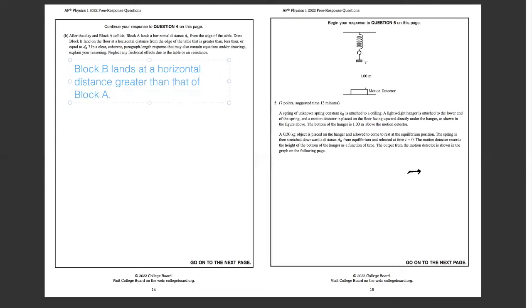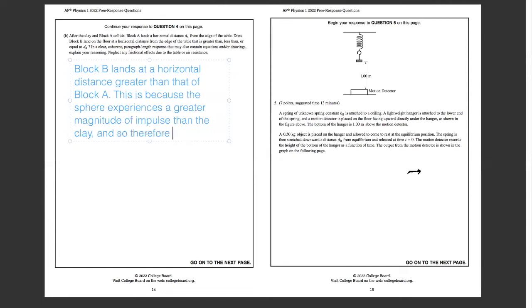Now, obviously, this is a paragraph length, so I do actually have to go ahead and write a full paragraph. So this is because, and I'm just going to go ahead and outline my thoughts as I'm writing this, because I kind of already have an idea in mind here. This is because the sphere experiences a greater magnitude of impulse than the clay, and so therefore exerts a greater impulse on block B than the clay does on block A.